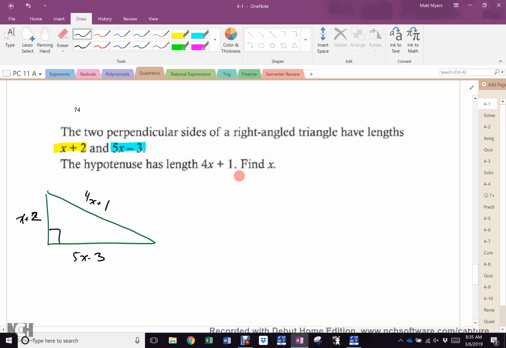What do I know about right angle triangles? You know Pythagoras' theorem, which if you've been in my class, you know how much I hate, a squared plus b squared equals c squared. But that's how you all know it, so that's how we'll use it. What is a? x plus 2. What is b? What is c? And what do we know about x plus 2 squared plus 5x minus 3 squared? What does that have to equal? 4x plus 1 squared.